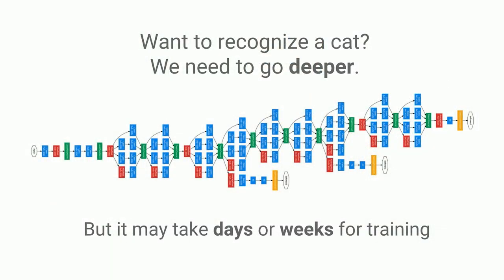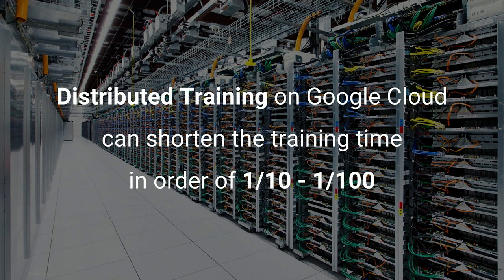But the largest problem right now for deep neural networks is the computation resource. It usually takes a few days or a few weeks sometimes to finish your training with a deep neural network. So that's the reason why Google has been researching distributed training by using Google Cloud, GPUs or TPUs that can shorten the training times by an order of 1/10 or 1/100th.